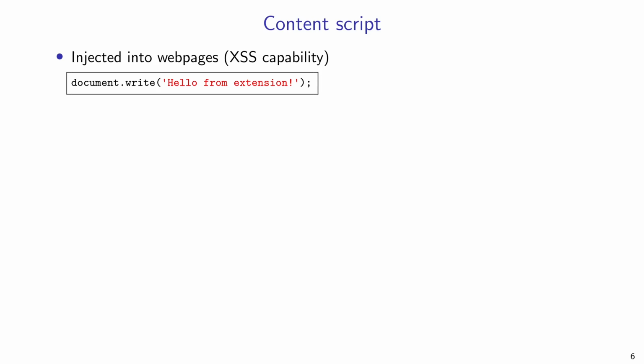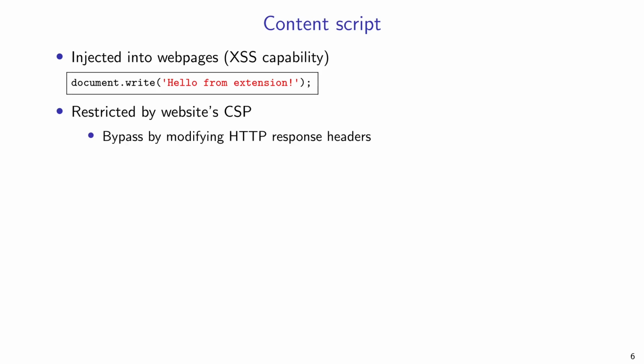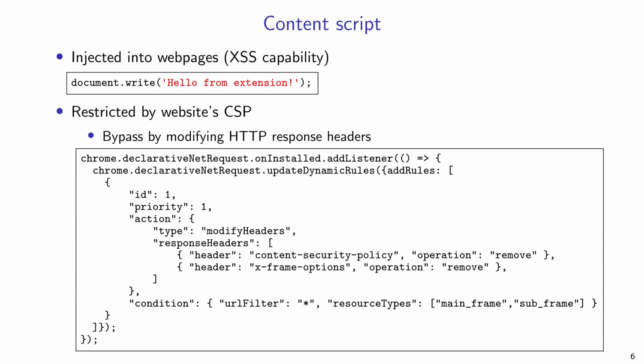Now, while content scripts can use standard DOM APIs to read and modify web pages, the resulting changes made to the web page will be restricted by the website's content security policy. However, an extension can bypass this by modifying the HTTP response headers. For instance, here is code from a service worker that removes the content security policy header and also the X-Frame-Options header. This is a very dangerous thing for an extension to do, as it effectively makes all websites in the user's browser vulnerable to script injection and clickjacking attacks.